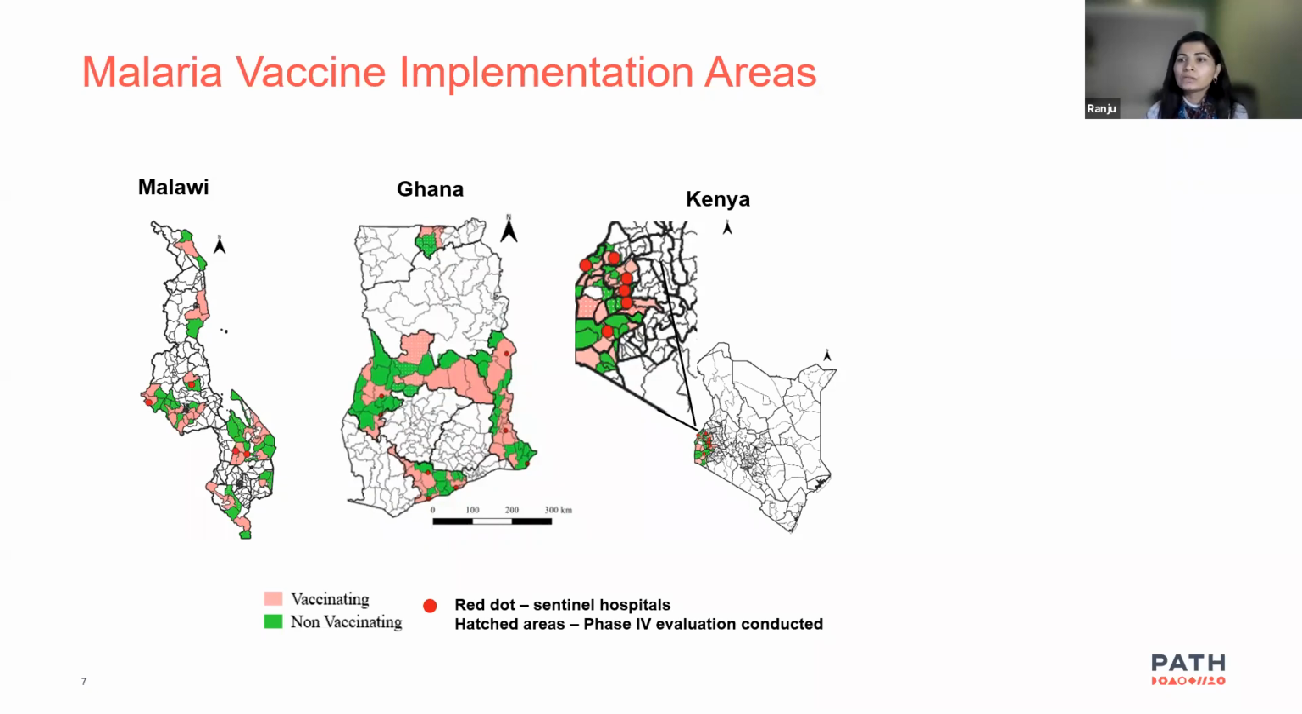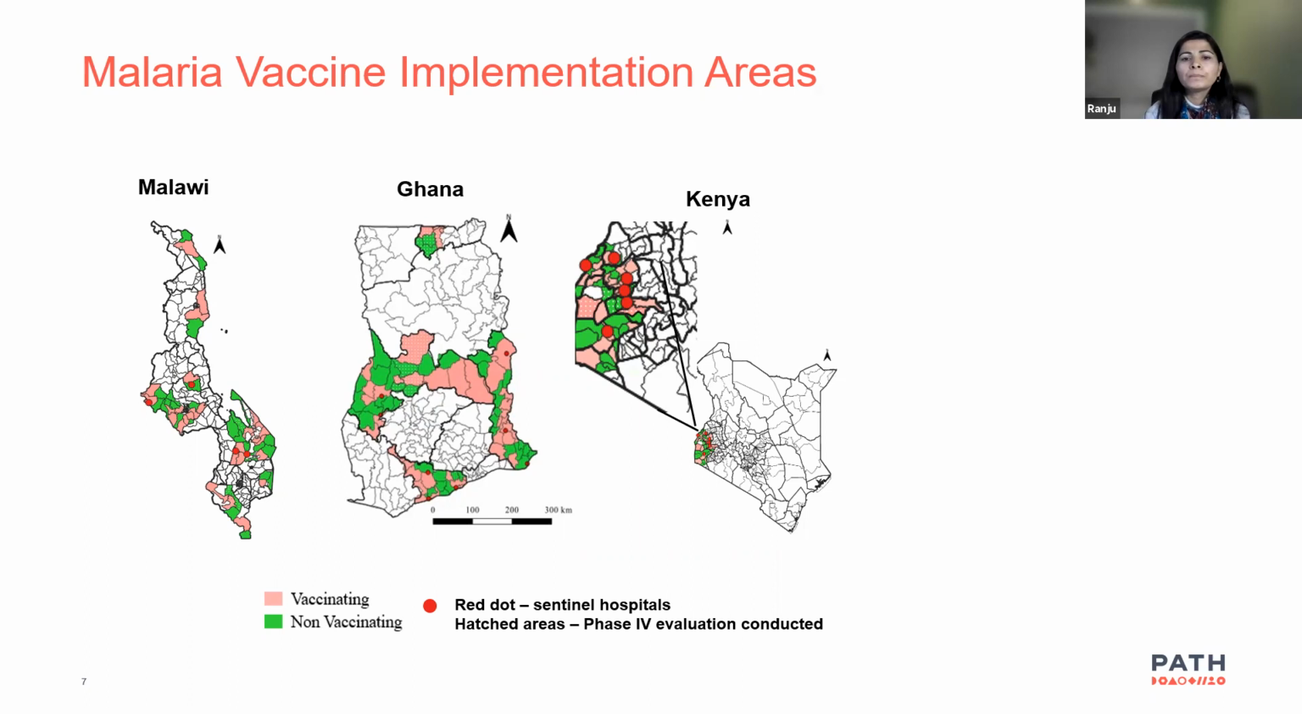within which 42 districts were implementing or providing the vaccine. In Kenya, the vaccine implementation occurred in the 8 western counties in Kenya, and we had 26 sub-counties within those 8 counties providing the vaccine.